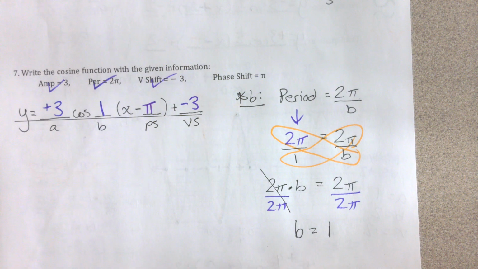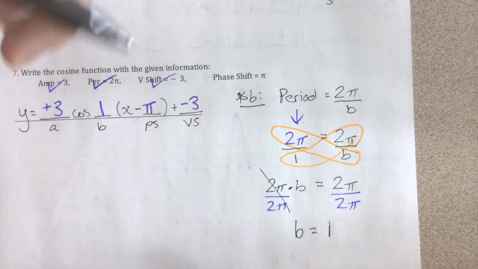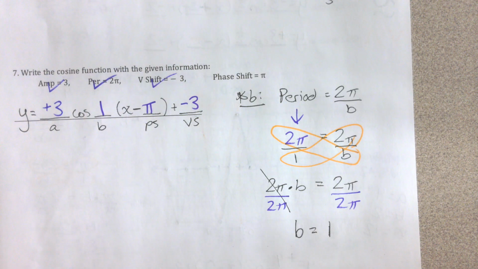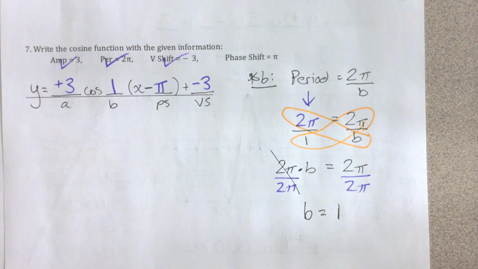So I'll fill that in. Now it looks like a negative pi, but we understand that it still means it's a positive movement when we take it out of the equation. And there you have it. That is the last problem. That's the end of the study guide.